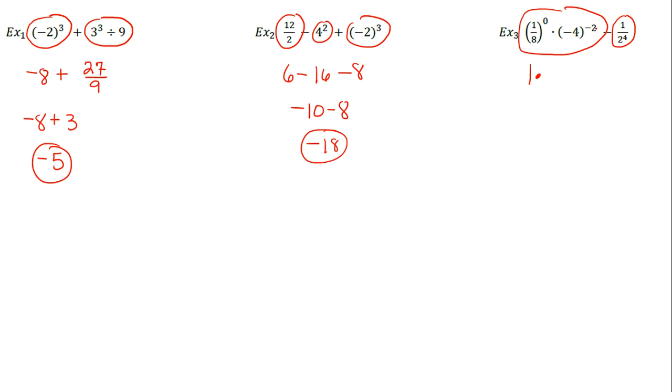-4 raised to the -2. To simplify the negative exponent, we're going to have a fraction, and then we have -4 squared gives us +16. Here we simply have 1/16. We still need to simplify this term, and 1 times 1/16 is 1/16 minus this 1/16, and we get 0.